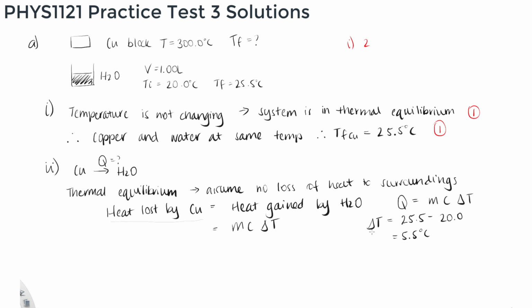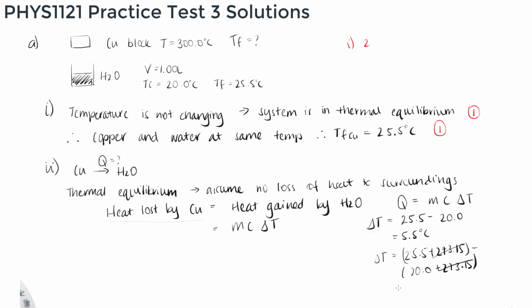Does it matter if this is in degrees Celsius or Kelvin? No, it doesn't, because it's a difference in temperature. And I'll just show you really quickly why that's the case. If I was to convert both of these to Kelvin, both the 25.5 and the 20 degrees Celsius, you're adding 273.15 to both, and since it's a difference, they just cancel anyway. So we have 5.5 degrees Celsius.